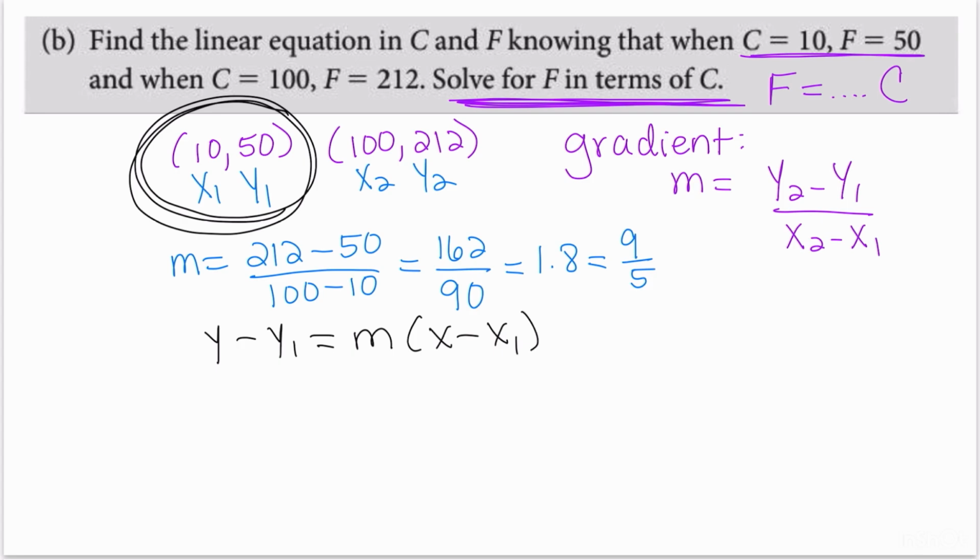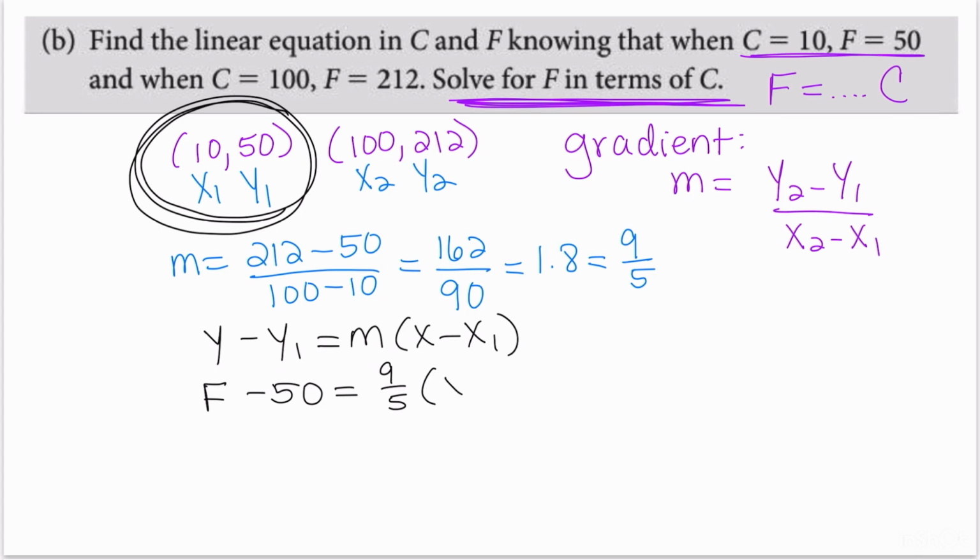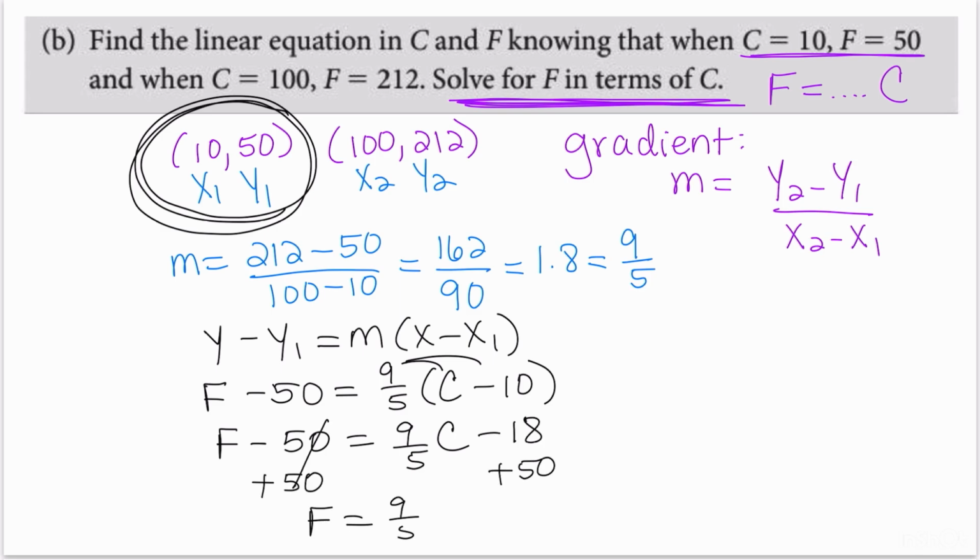In this case, I'm going to replace the y with f, because remember we said that it's going to be f equals something that has the letter c in it. And then for y1, I'm going to use the 50. M is going to be my gradient, 9 over 5. And I have x, well, instead of x, remember, I almost messed up myself. Instead of x, we're going to use c because they told us that they want it to be f in terms of c minus x1, which is 10. So now I have the equation with the letters f and c where they belong, and I can go ahead and solve for f because it says solve for f in terms of c.